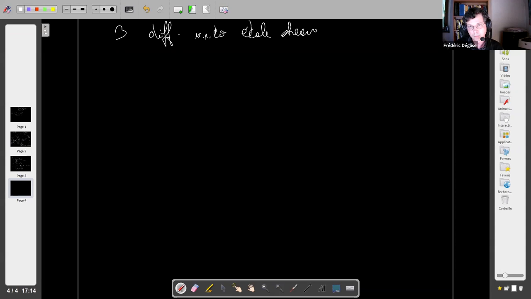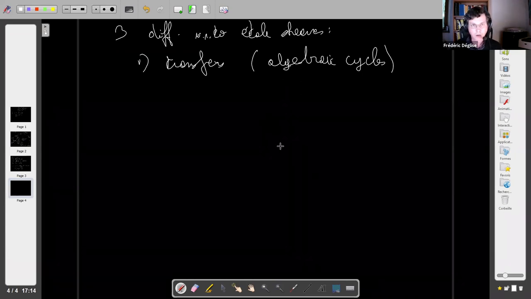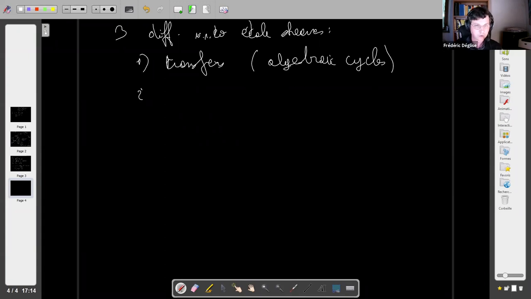Okay. So now we start with the notion of sheaves with transfers. There are three differences with respect to étale sheaves of SGA4. The first one is that sheaves admit transfers. Here I will use the notion of algebraic cycles and finite correspondences, which you will see in a minute. Of course this notion of transfers is very linked with the notion of motives. I will not review the theory of pure motives, but it's based on the notion of algebraic cycles and correspondences.